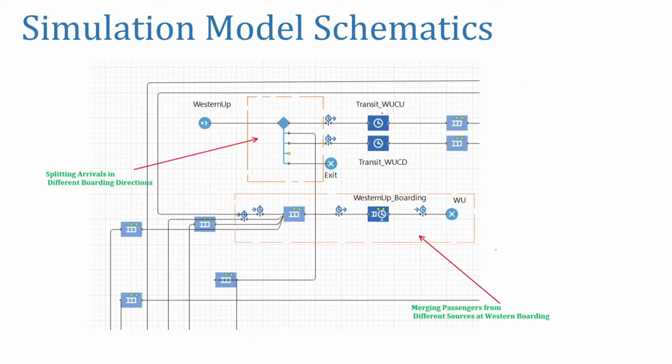This implies that from western up, passengers are going towards central up direction. From western up, passengers are going towards central down direction. From western up, passengers are going in the western down direction. Here we introduced no delay because they are continuing in the same train. And this is the fraction of passengers exiting the system. And if you look closely at the western up boarding, it is getting merged from different sources.